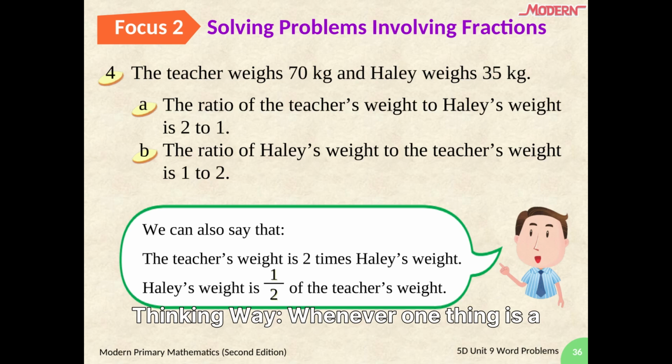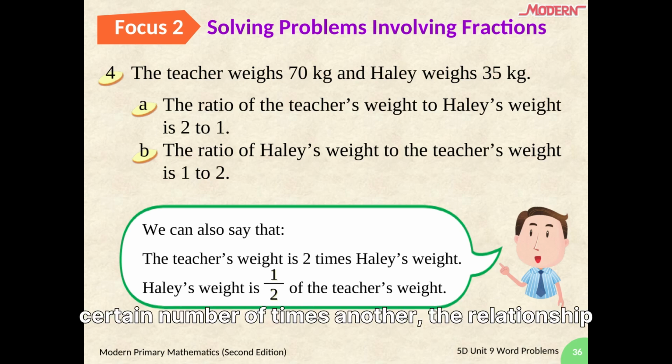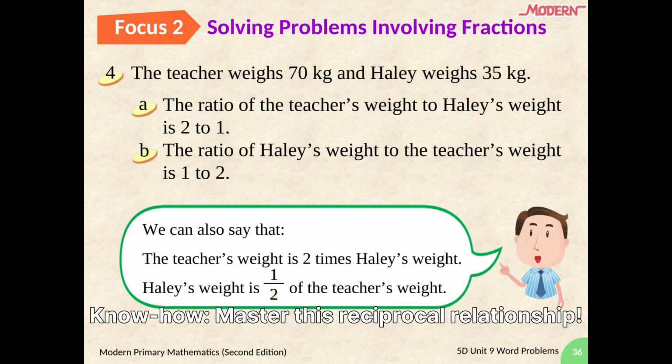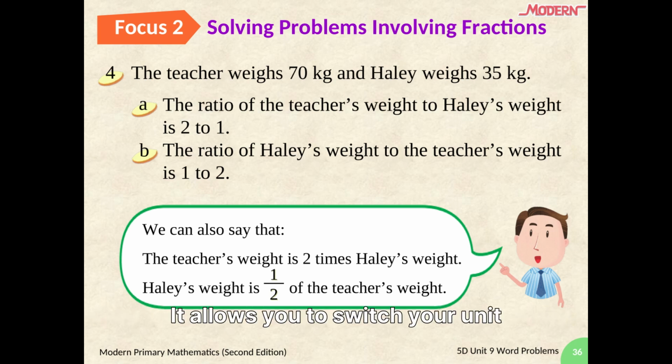Thinking way. Whenever one thing is a certain number of times another, the relationship is a two-way street. If A is twice B, then B must be a fraction of A. Since the teacher is twice as heavy, Haley's weight is 1/2 of the teacher's weight. See how the numbers 2 and 1/2 are linked? They are reciprocals. Know how. Master this reciprocal relationship. It allows you to switch your unit for comparison instantly. Half the weight means twice the other weight.